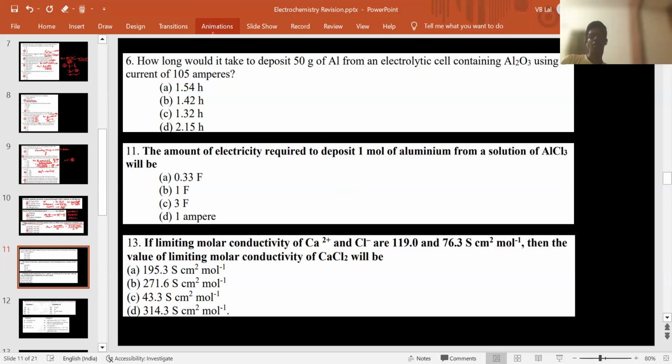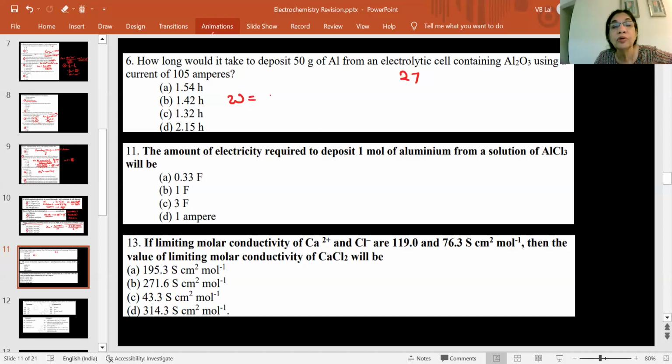How will you do this? 1.42? I have not calculated this answer. Please calculate. Ma'am, what is the molar mass of aluminium? Aluminium is 27.